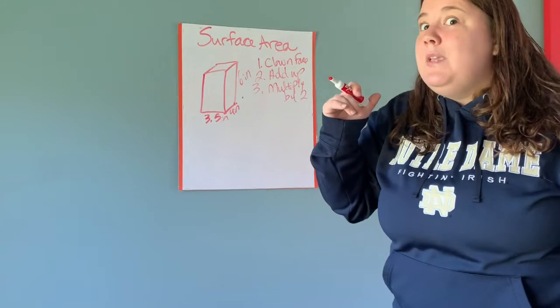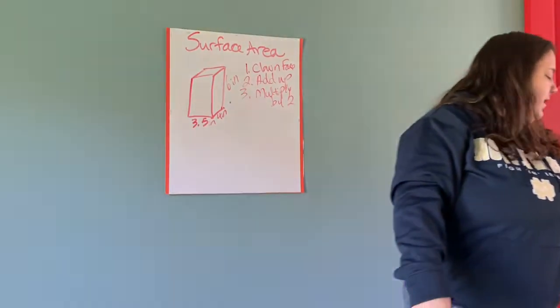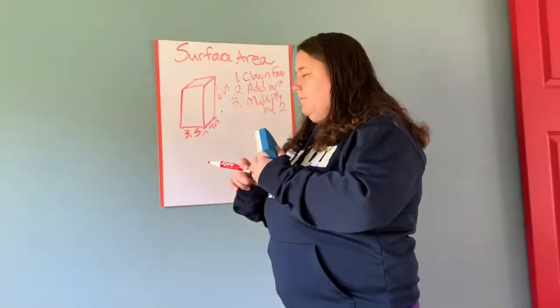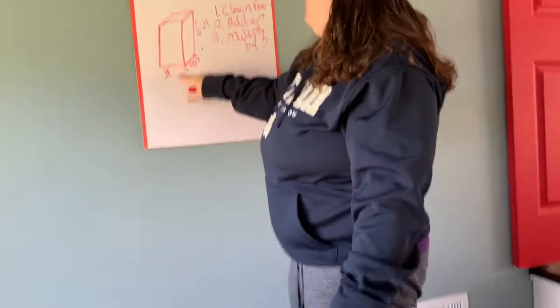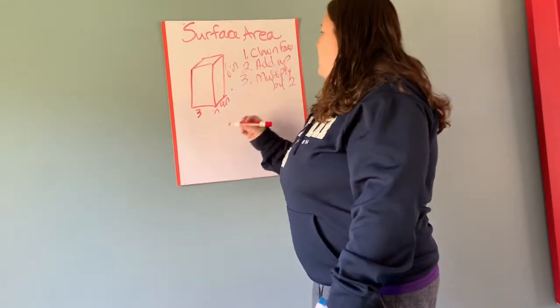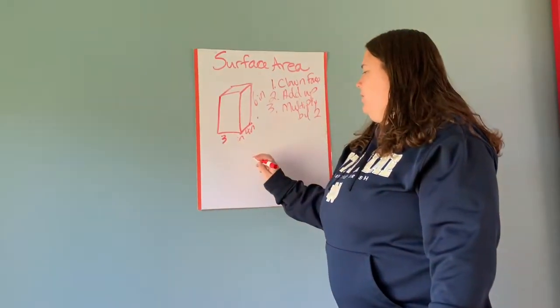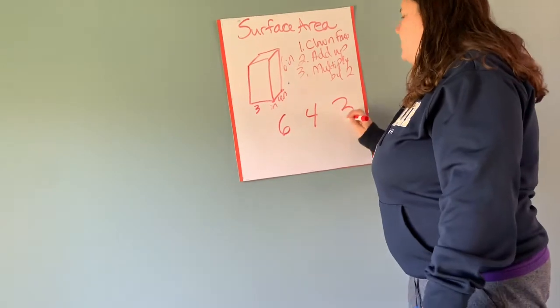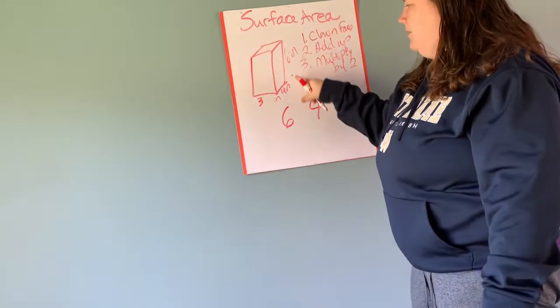What does that mean? Clown face is scary face. It means you write the dimensions in a row: 6, 4, 3. It doesn't matter which order you write them. So your 6, your 4, and your 3.